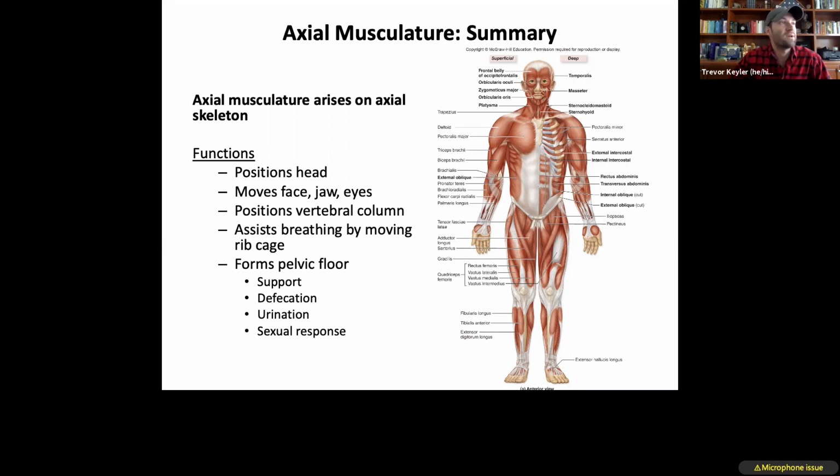Functions of the axial skeleton: it helps with positioning of the head. It's what allows us to move our face, our jaw, and our eyes, right? So facial articulations. It positions our vertebral column and also assists with breathing by raising and lowering the rib cage. And then, as we'll finish up with today, it helps create support for the pelvic floor for all those organs that are in there. Now, to help with terminology, I'm going to zip right to the last page of this PowerPoint and hit some terminology with you.